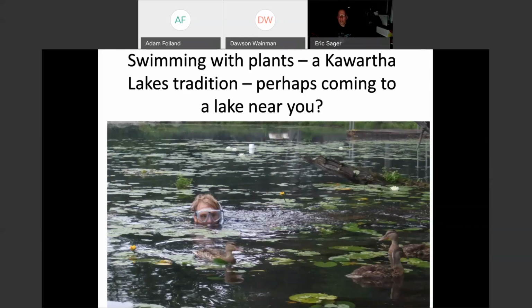Cashabog Lake, and the plant was fanwort. The genus is Cabomba. So the plant came up from Uruguay.